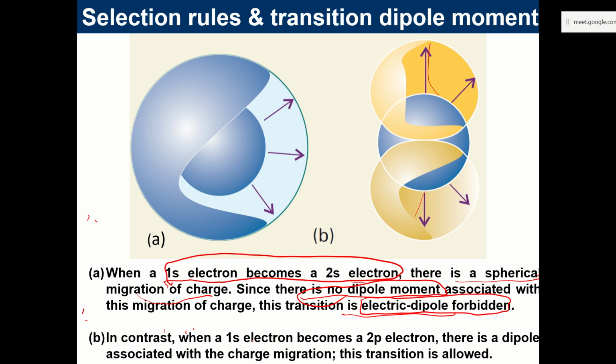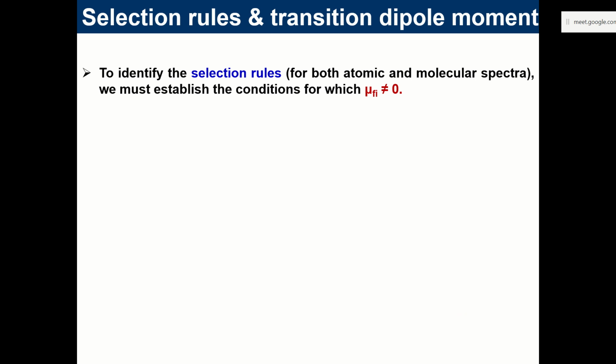In contrast, when we have a 1s electron becoming a 2p electron, there is a dipole which is developed due to the asymmetric migration of charges, and now because a dipole is developed, this dipole will interact with the electric field present in the light wave, and the transition will happen. Okay, so this is how we explain the first rule.